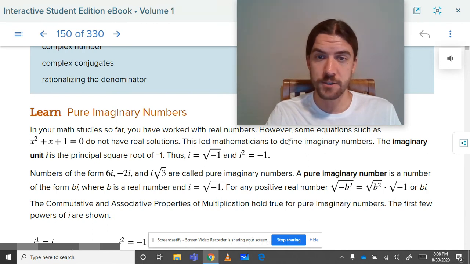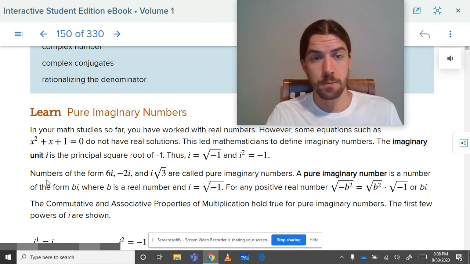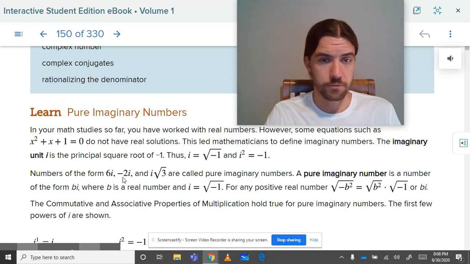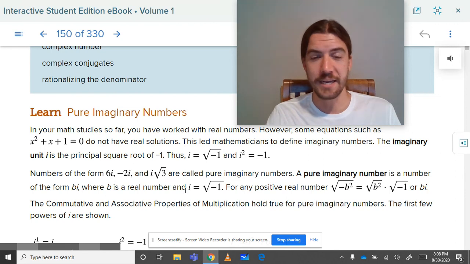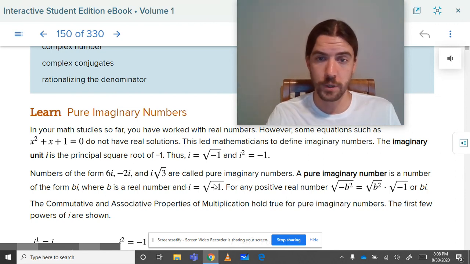Okay, this led mathematicians to define imaginary numbers. The imaginary unit i is the principal square root of -1. Thus, i equals the square root of -1, and i squared equals -1. Numbers of the form 6i, -2i, or i root 3 are called pure imaginary numbers. A pure imaginary number is a number of the form bi, where b is a real number, like 6, -2, or the square root of 3, and i is that square root of -1.